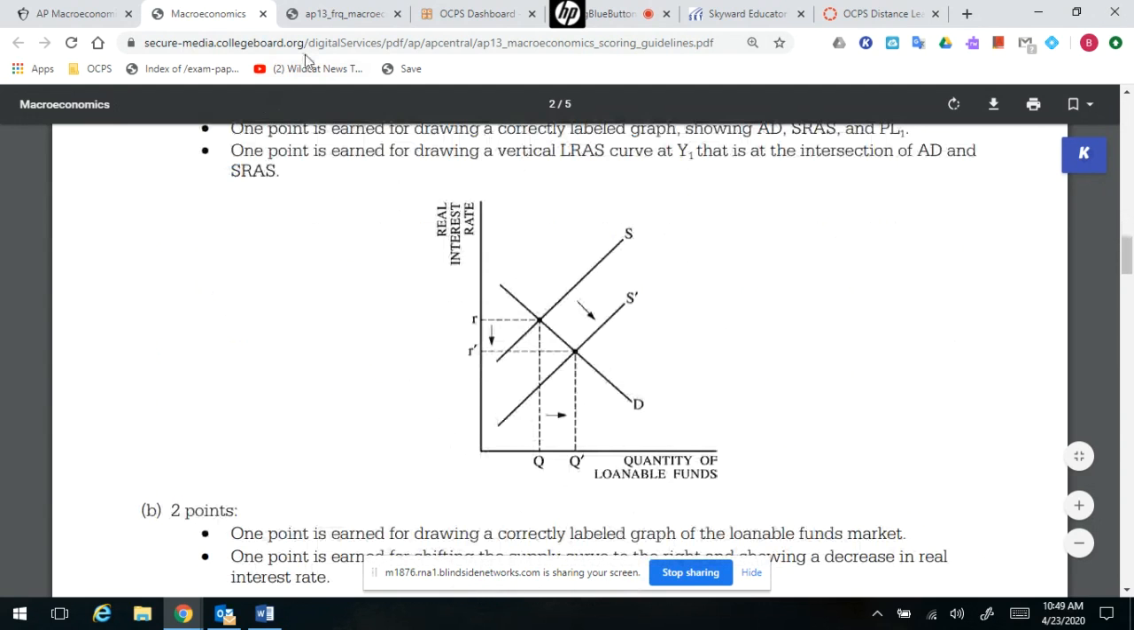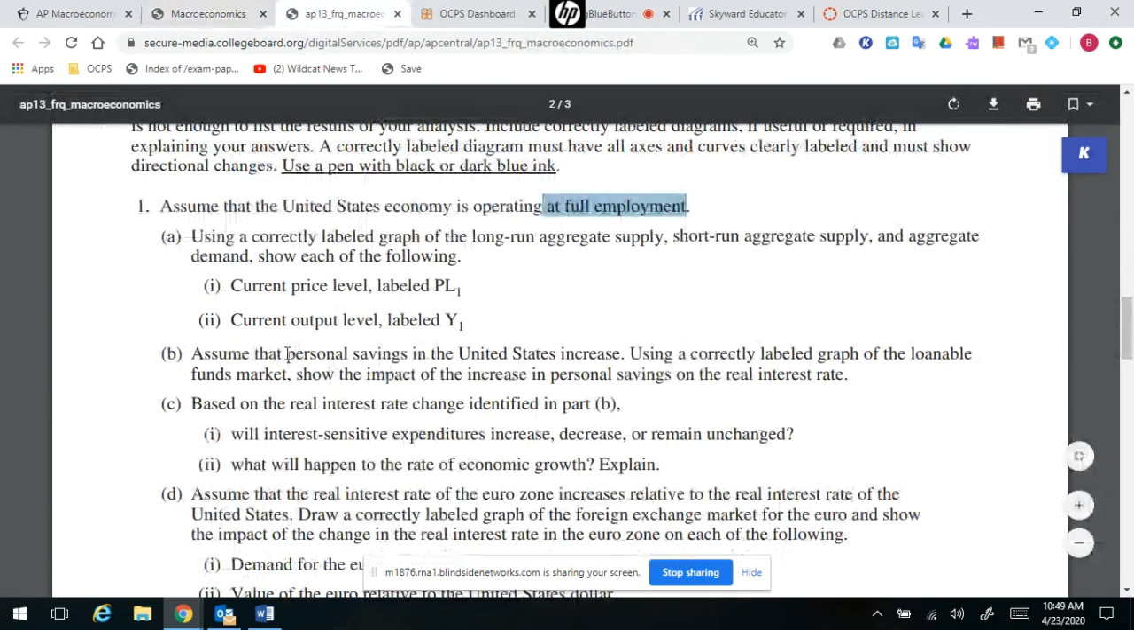All right, now let's take a look at B here. Assume that personal savings in the United States increases. Okay, so there's more extra money. People are having that extra money. Using a curriculum-labeled graph of the loan funds market, show the impact of the increase in personal savings on interest rates. So if people have more extra money, they're increasing the supply of loan funds. So remember, supply of loan funds is extra money.